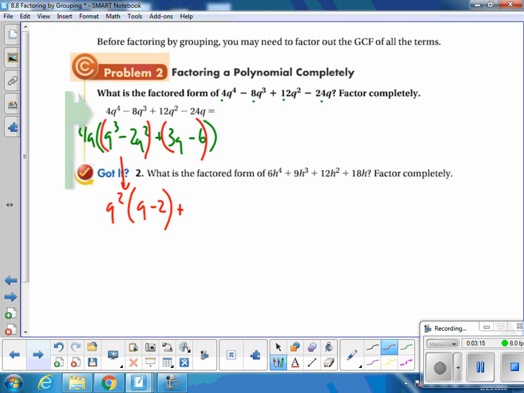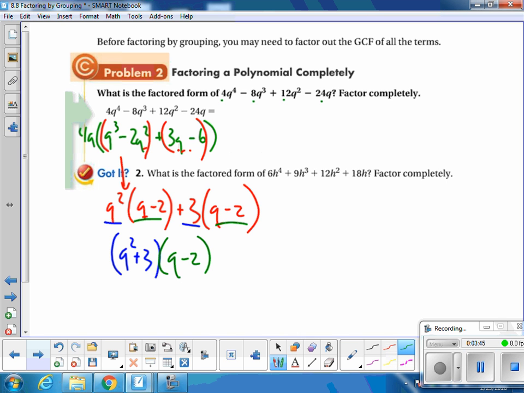And in my second grouping, I can see that I can factor out a 3. I end up with a 3 times q minus 2, and that's good news, looking for that. And this whole thing, okay, so here I have q squared plus 3, and I've got my q minus 2, and then I've got my original 4q on the front end.